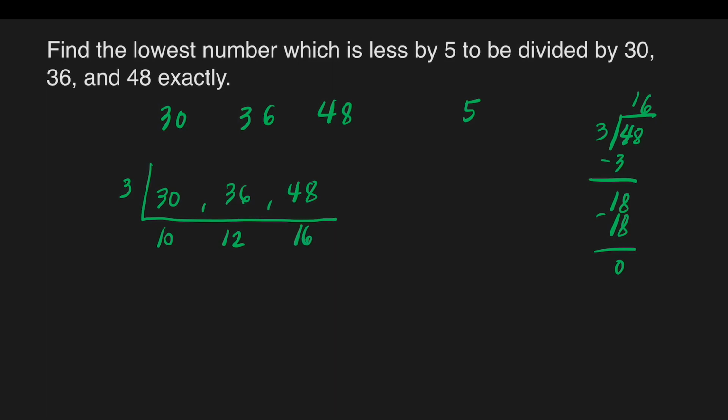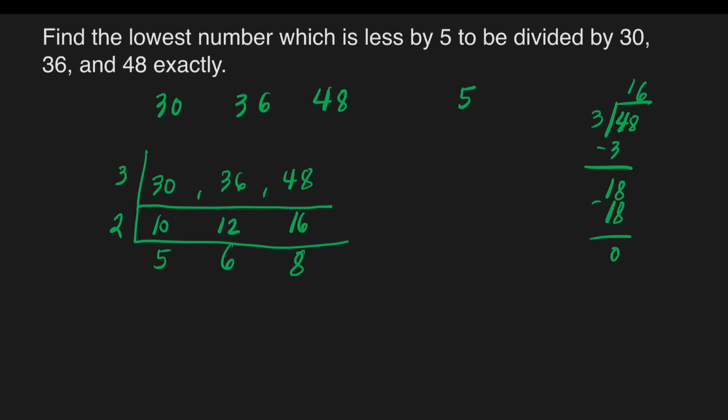Do we still have a number that can divide 10, 12, and 16? Yes, we still have 2. We can divide it by 2. 10 divided by 2 is 5. 12 divided by 2 is 6. 16 divided by 2 is 8. Do we still have a number that can divide 5, 6, and 8? I think there's none. So we can proceed to identifying a number that can divide even 2 of these numbers. So we'll find a number that can divide 5 and 6. There's none. How about 5 and 8? We don't have that. But we still have a number that can divide 6 and 8, and that is 2.